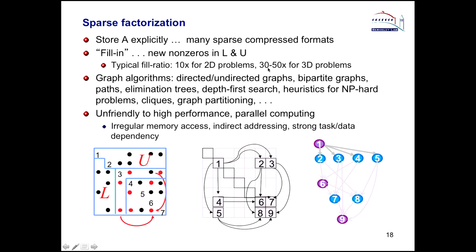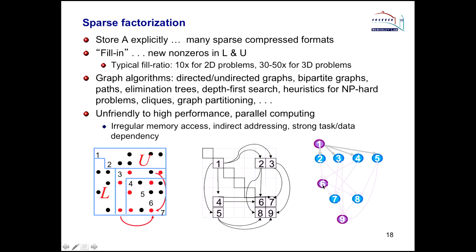And for 3D problem, it's worse. 50 times is very common. Sometimes could be 100. Okay. And the thing is to find these filling elements, we need a very sophisticated graph algorithms to look at the sparsity pattern, formulate this as a graph, something like this and this.